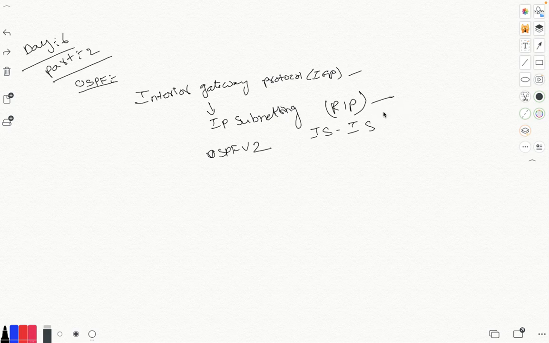It can also import routes learned from exterior gateway protocols (EGP). These are the exterior gateway protocols, such as the Border Gateway Protocol. OSPF routes can be exported into EGP and BGP.